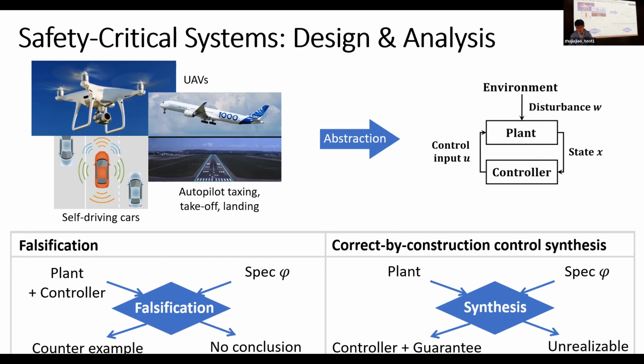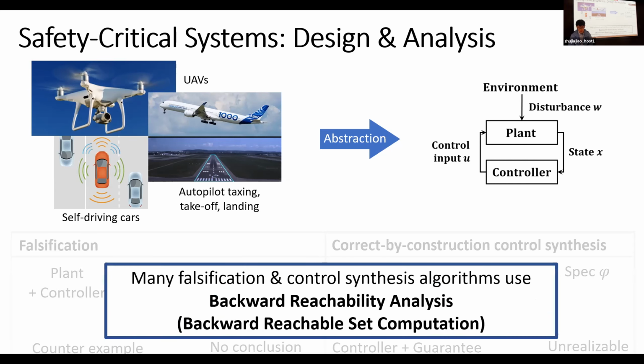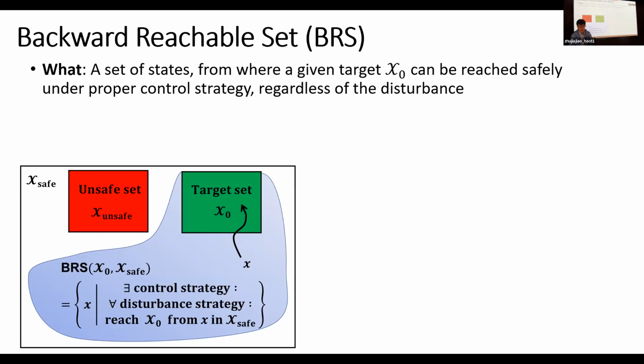The second problem is synthesis, where we're just given the open loop system. And we want to find a controller so that if I close the loop with this controller, I'm guaranteed to satisfy the requirement starting from a set of initial conditions, regardless of the disturbance. So one observation we make here is that many falsification and synthesis algorithms use the so-called backward reachability analysis or backward reachable set computation. So what is a backward reachable set?